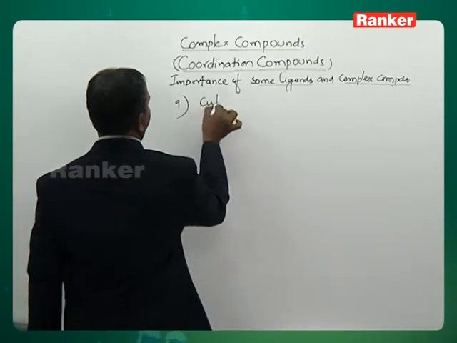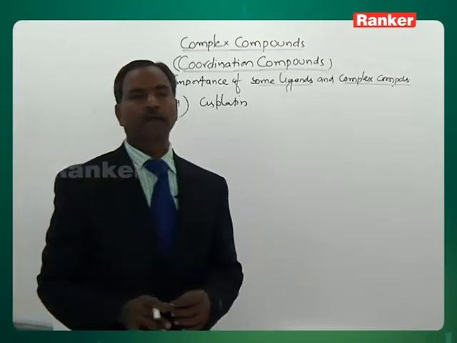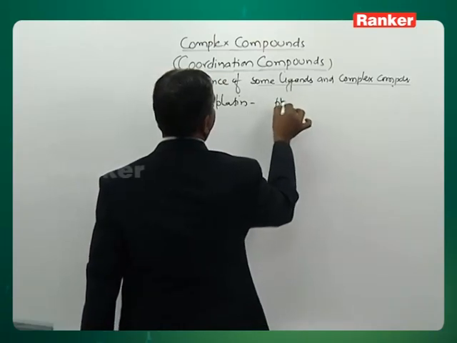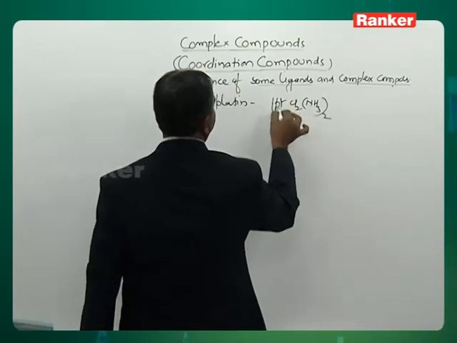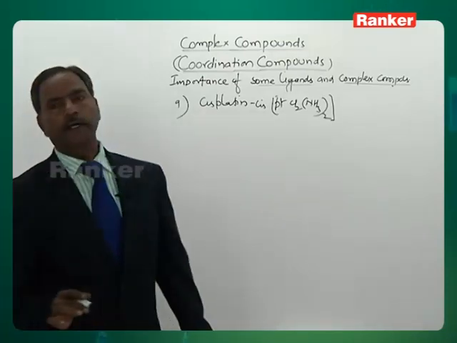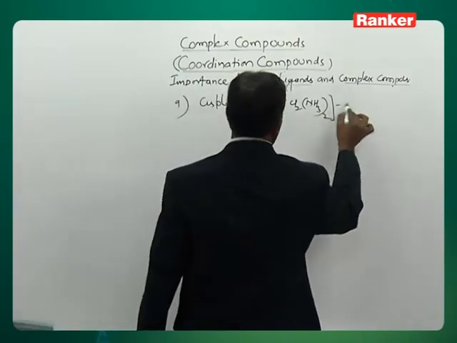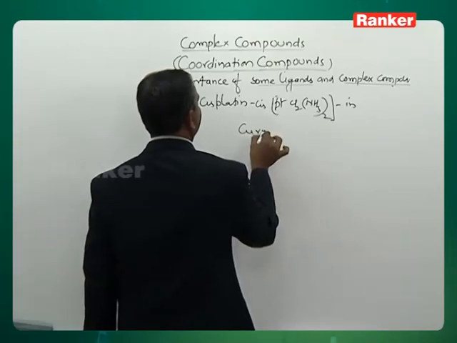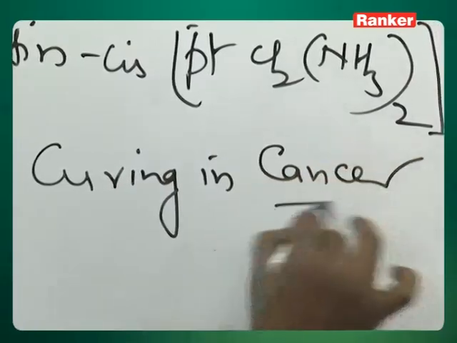Cisplatin we call. Cisplatin is used as a cancer drug for the curing of cancer. What is this particular complex? Cisplatin, cis-diamminedichloroplatinum(II) complex. Only the cis complex is used in curing of cancer. It's very, very important to remember.